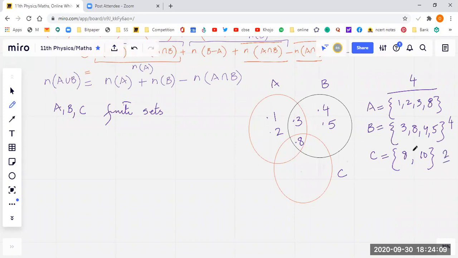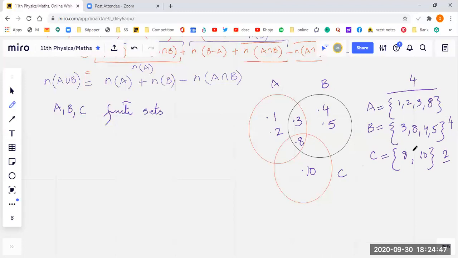Right, so I'll write here 10. Any doubts, students? I've taken A, 4 elements, B, 4 elements, C, 2 elements. Between A and B, how many elements are common? 2. Between B and C, how many elements are common? 1. Correct. Between A and C, how many elements are common? 1. Beautiful.